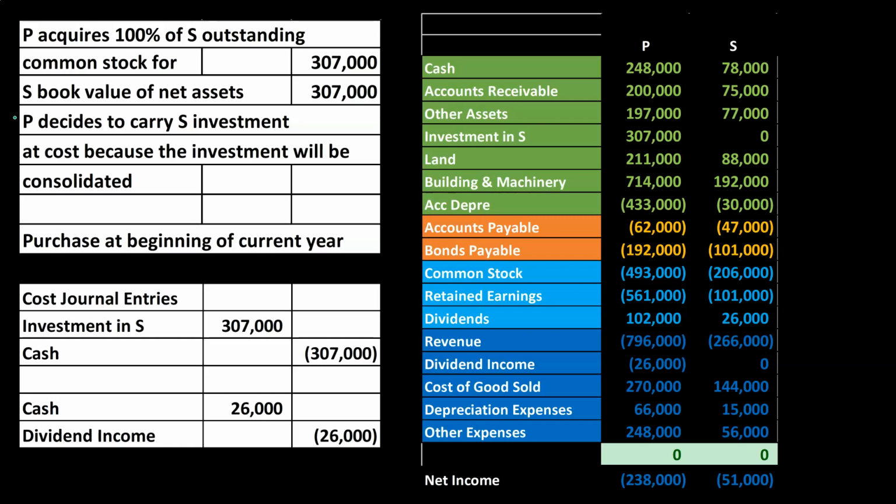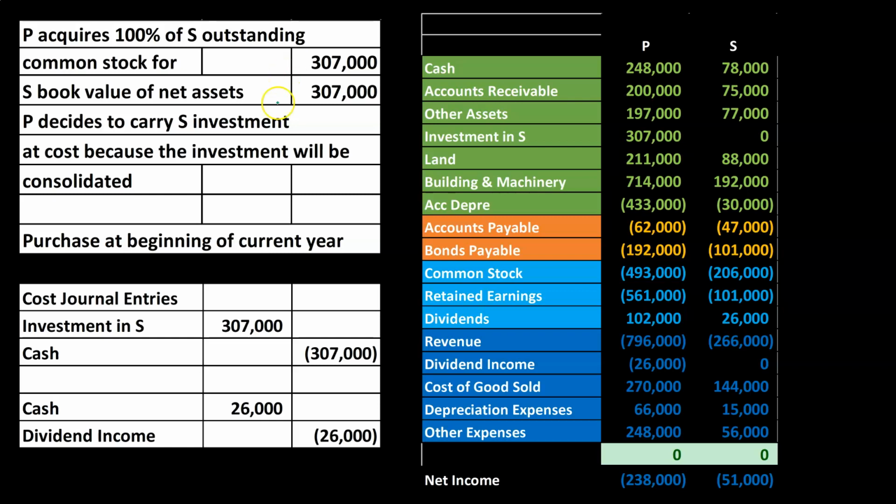We have the common stock for $307,000 that was purchased for the book value. So in other words, we're trying to say here that P purchased the book value of S at the beginning of the current year. So it's the end of the year that we're consolidating. At the beginning of the year, the book value of S, the equity accounts, in other words, equaled the 307. That's what the purchase price was that P purchased it for.